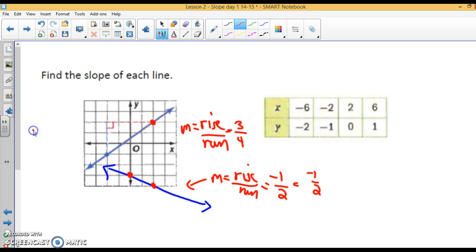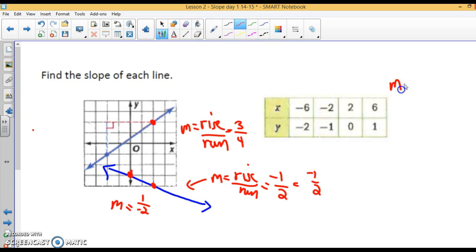Now, I always count from the left to the right. But pretend you started here and went to this point. So if I start here, my rise is +1. My run is to the left 2, so -2. Isn't 1 over -2 the same as -1/2? It doesn't really matter how you count, but I usually start at the one on the left and count to the right.